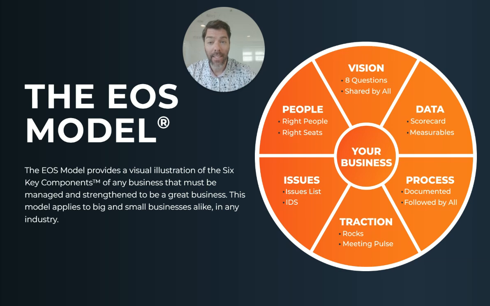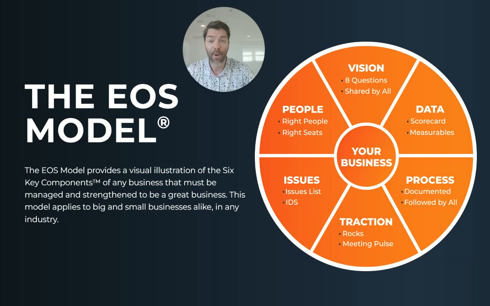Today we're going to be looking at the EOS model and walking you through a high-level overview of what EOS is and why we would want to implement EOS in a business for a team. It starts by looking at your business through the lens of these six key components. The idea is that through strengthening these six key components of your business, you're going to hopefully get everything that you want from your business. You're going to run a better business and hopefully live a better life because you're running a better business. Let's start with these six key components.